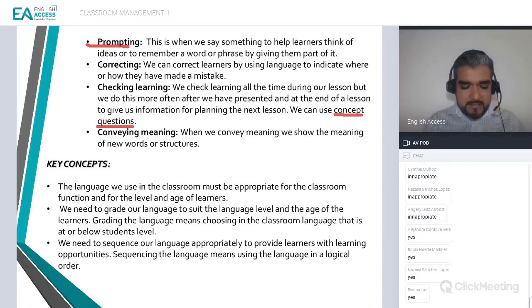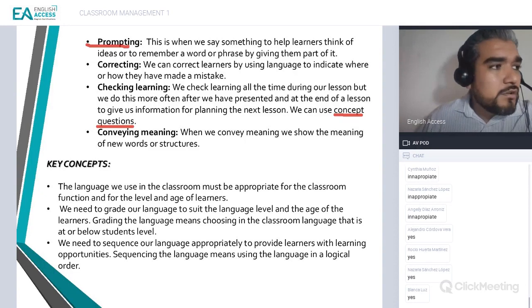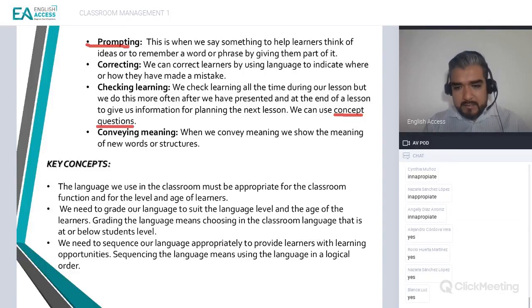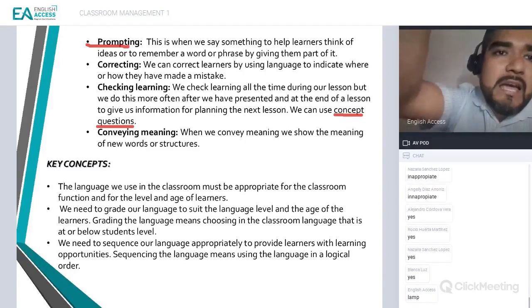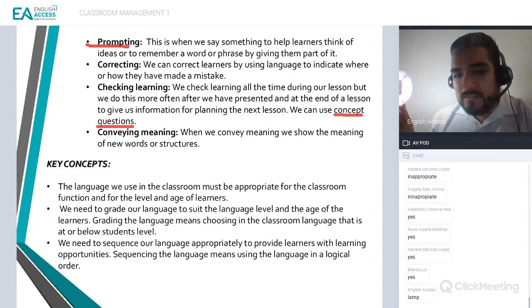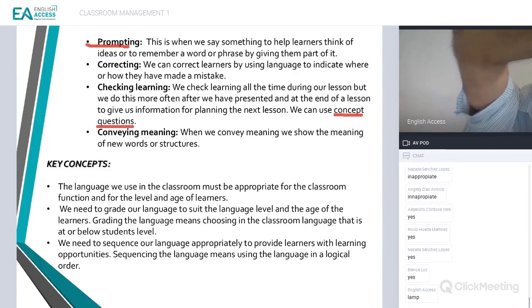Finally, we have the last one, convey meaning. When we convey meaning, we show the meaning of new words or structures. You sometimes convey meaning when you point at something, right? For example, your student says, teacher, what is a lamp? Let me write it here. What is a lamp? And you have a lamp at your desk, like me, and you say, look, this is a lamp. You see? A lamp. And the students say, oh, thank you, teacher.